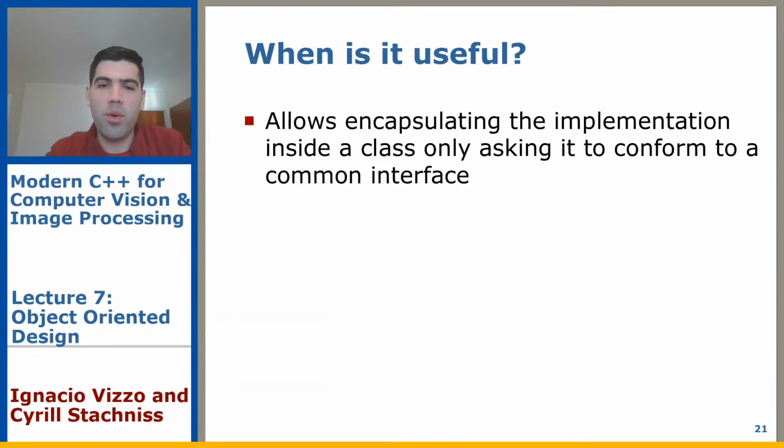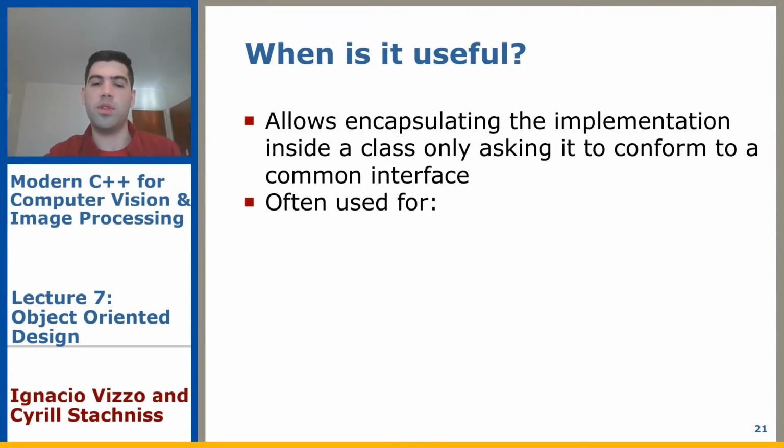And then you might wonder, when is this useful? Basically, when you need to encapsulate the implementation inside a class, only asking to conform to a common interface. So you can have a particular interface, and you actually want to hide for some reason the implementation of this, and say, okay, this is the interface, this is the API of the classes, like this is the geometry, they all do these methods. You can all clear these geometries, you can get the bounding box for this geometry, whatever. Don't look at the implementation, that's my problem, just stick to the interface.